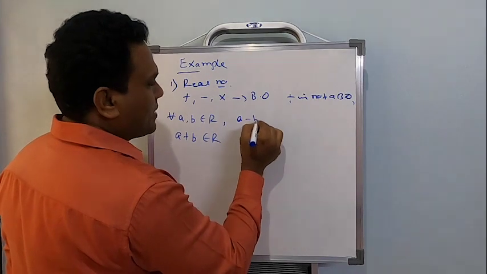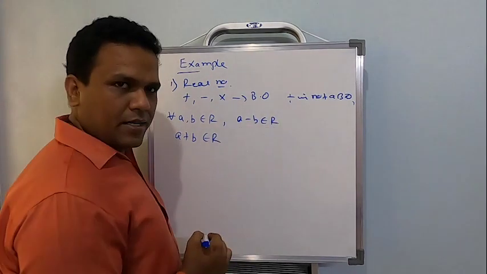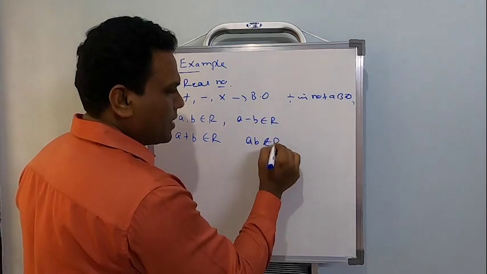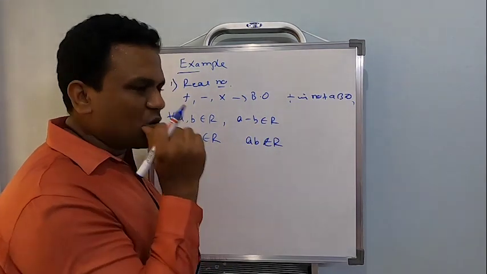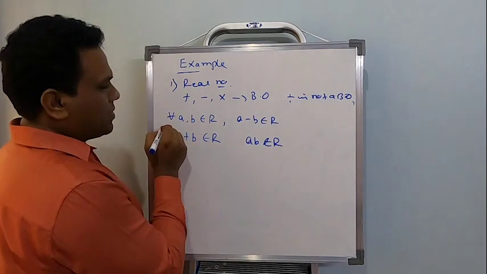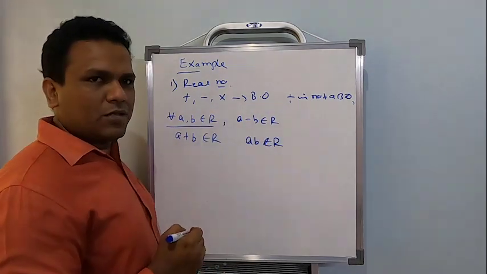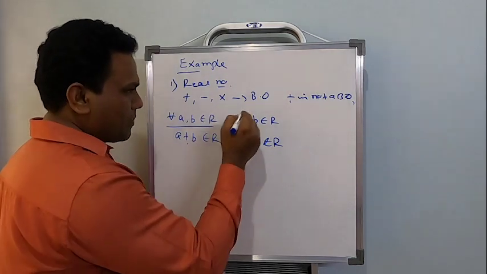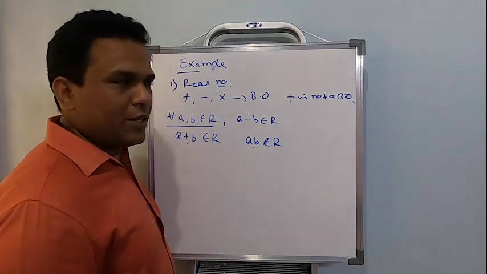And whenever I subtract two real numbers, the resultant is still a real number. Whenever I multiply two real numbers, the resultant is still a real number. Now just write the statement and come to this conclusion. Hence this shows that addition, subtraction, and multiplication are going to be binary operations.